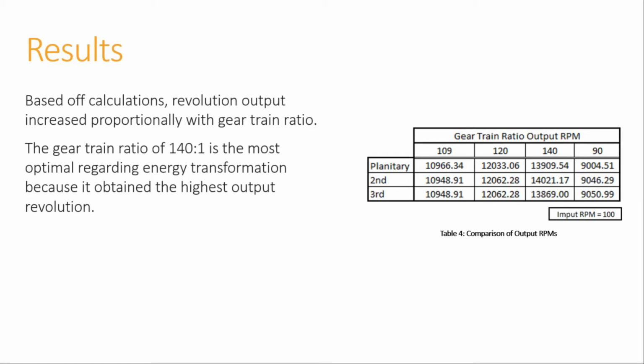For results, we did a 109-to-1 ratio, which was the one that currently exists in our 3 megawatt turbine that we based everything off of. We did 120, 140, and 90 to see what would happen if we went down. We used 100 RPM as the base input for all of them so we could get fairly consistent results. Based off our calculations, the gear ratio of 140-to-1 was the most optimal regarding energy transmission, because it obtained the highest output revolutions.